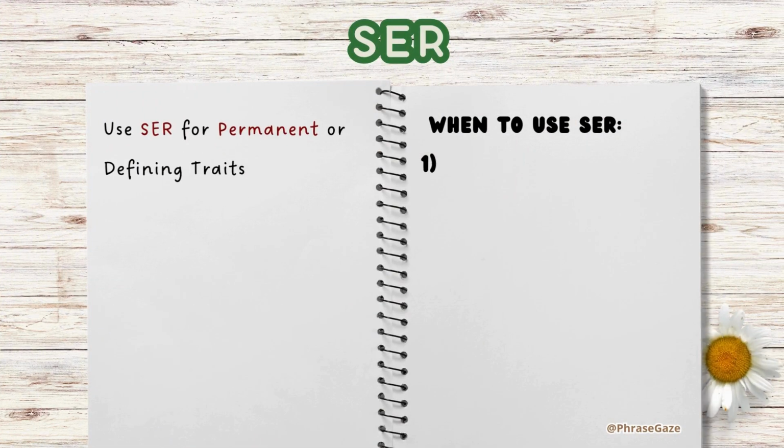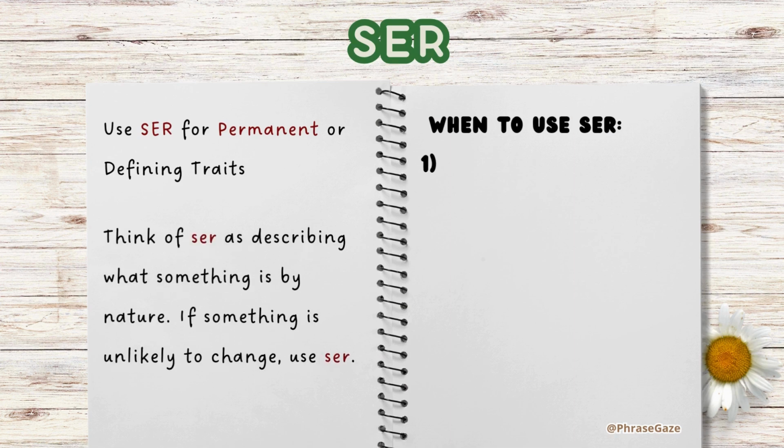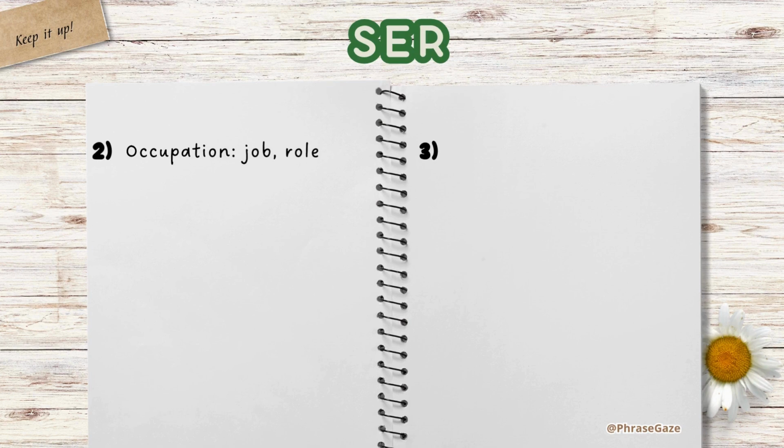Let's start with ser. Use ser when describing something permanent or something that defines what a person or thing is. Use it for, first, descriptions of people, places, or things. These are qualities that are generally permanent and don't change quickly. For example, El coche es rojo. Ella es alta.